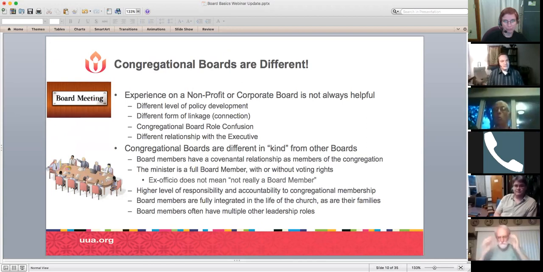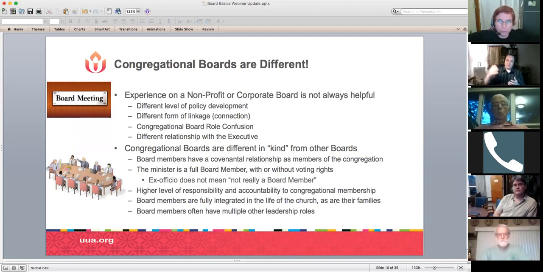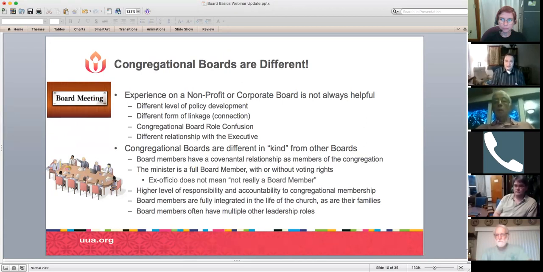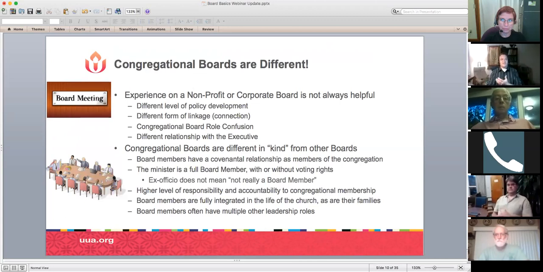There's also a distinct challenge of congregational board role confusion that happens for congregational boards that doesn't exist in other kinds of boards. In a corporate board, the main relationship that you have to that corporation is that you're a board member. But in a congregation, you're a board member and an RE teacher, and you participate on Sunday, and you come to the social justice events, and you've been an RE teacher for 20 years. And the OWL program is very important to you because your children went through that. So our roles are complicated and complex.